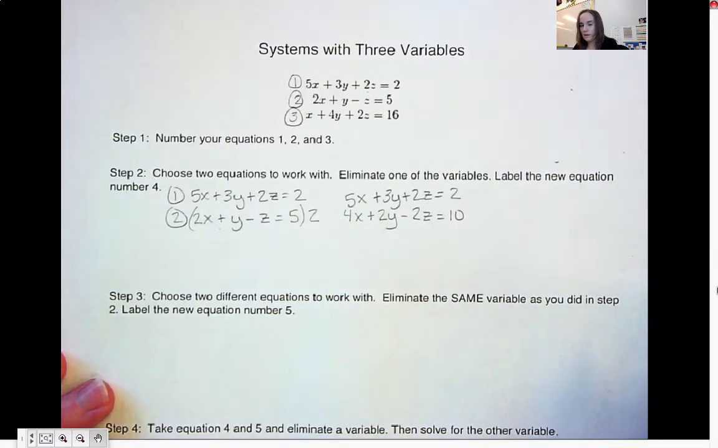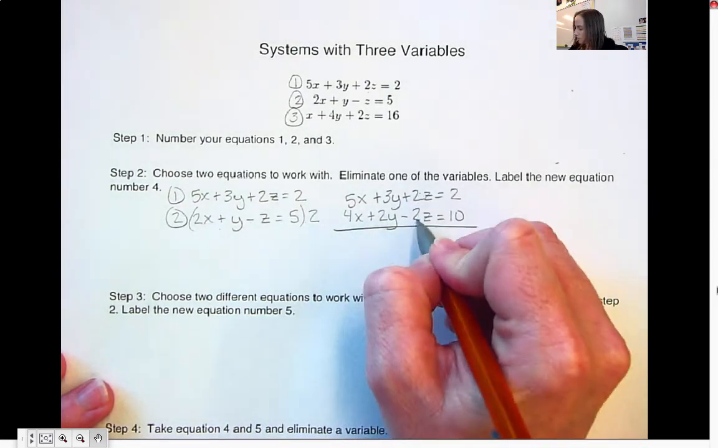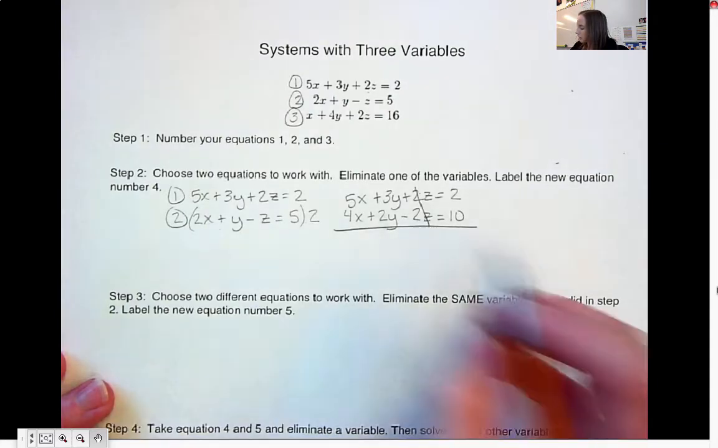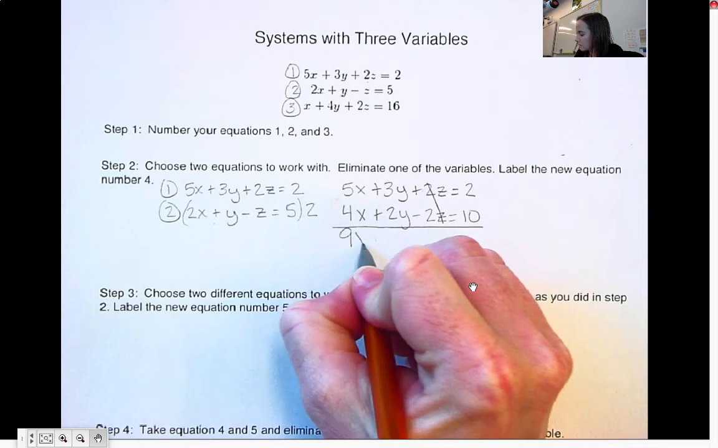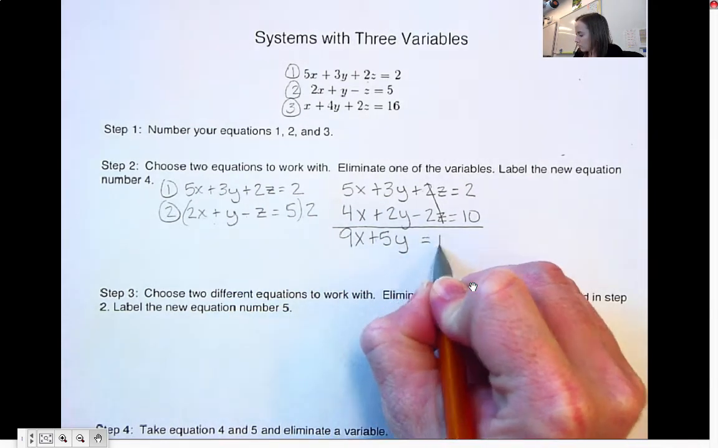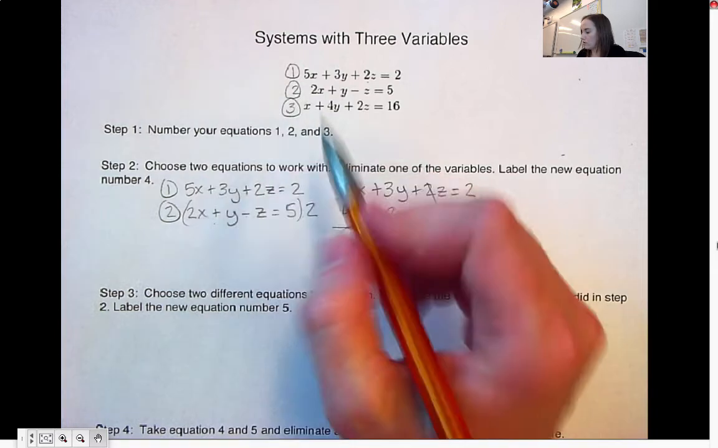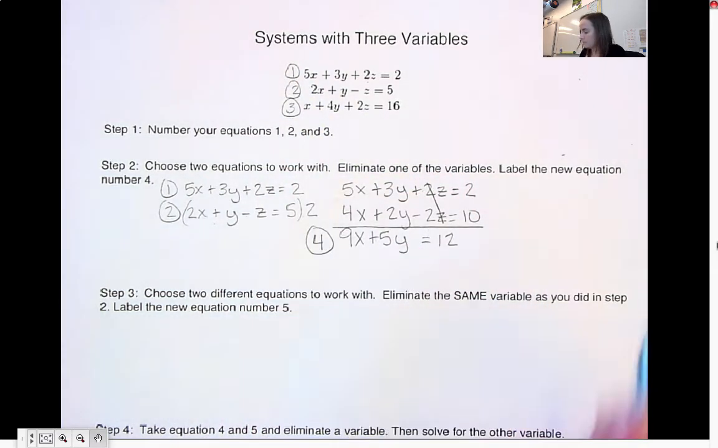Now go ahead and eliminate the variable that you wanted to eliminate. So these are opposites. They will eliminate. And then go ahead and combine all of your other like terms. So we get 9x plus 5y equals 12. Now I am going to label this equation number 4 because I already have equation 1, 2, and 3. So this is going to be called number 4.